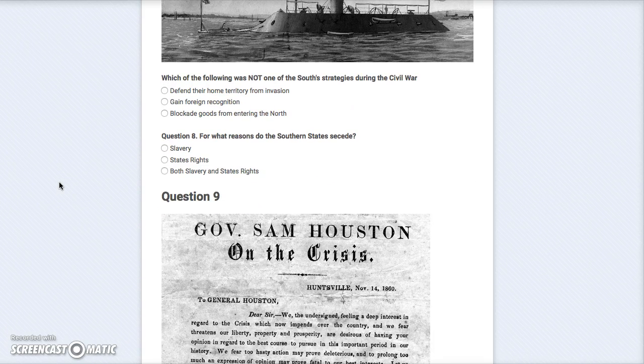Question 8. For what reasons did the Southern states secede? Slavery, states' rights, both slavery and states' rights.